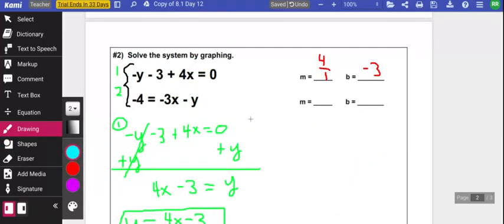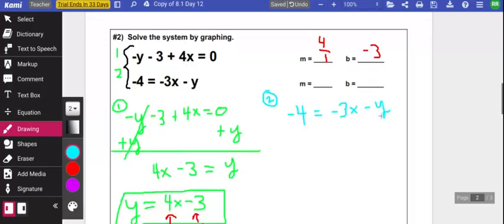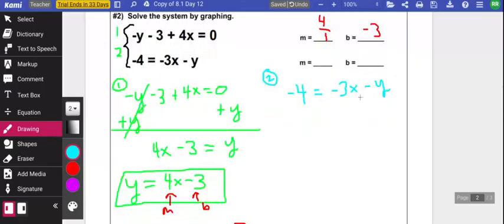Okay, so now we got equation 2. It's not in slope-intercept form, so let's put it in slope-intercept form. Equation 2, I'm just copying it down. It says negative 4 equals negative 3x minus y. My y is on the right side, so let's get this x term right here on the left side by adding 3x. I add 3x to both sides, so those 3x's cancel.